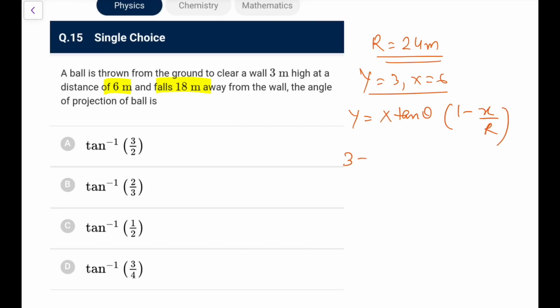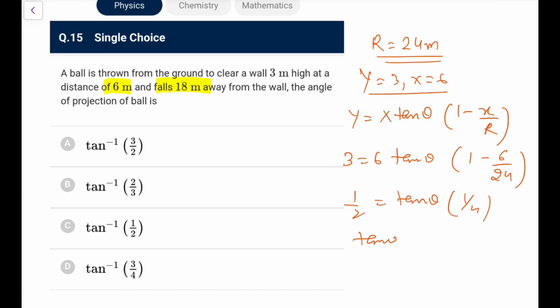So y is 3, that is 6 tan theta, times 1 minus 6 by 24. So this is 1 by 2, this is tan theta, this is 1 minus 1 by 4, that is 3 by 4, sorry. So tan theta would be 4 by 6, or 4 by 6 you can write as 2 by 3. So tan inverse 2 by 3, that is going to be the answer in this case.